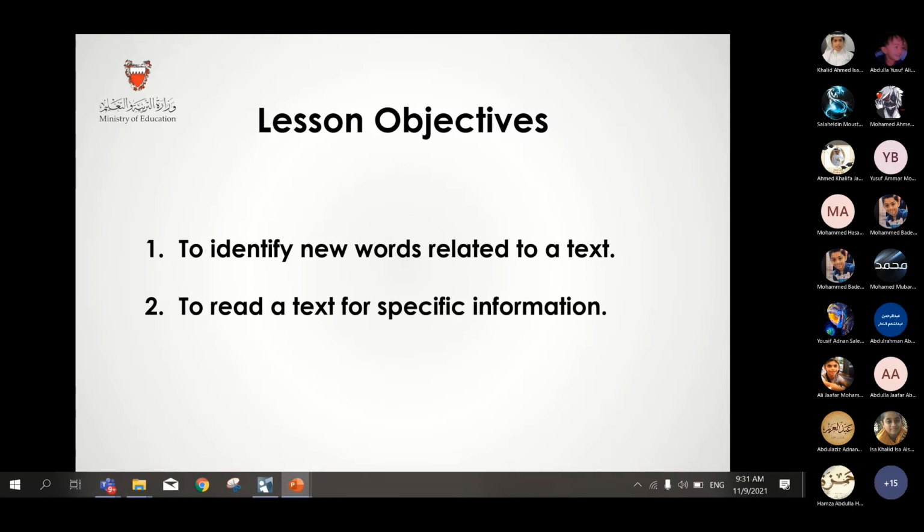Khalid, are you there? Yes, teacher. Khalid, today we are going to have two objectives about fossils. What about objective number one? Khalid, go ahead with objective number one.